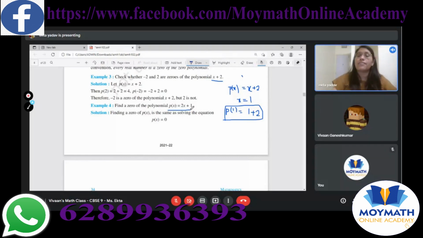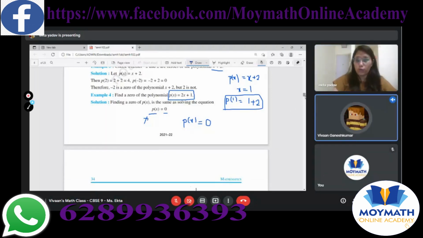Okay, now they have given you the polynomial and they're asking you to find the 0 of this polynomial. So you have to find a number x such that your polynomial turns 0. That's why they put p(x) is equal to 0. Now what is p(x) here in this case, Vivan? 2x plus 1. Right? So equate 2x plus 1 with 0.